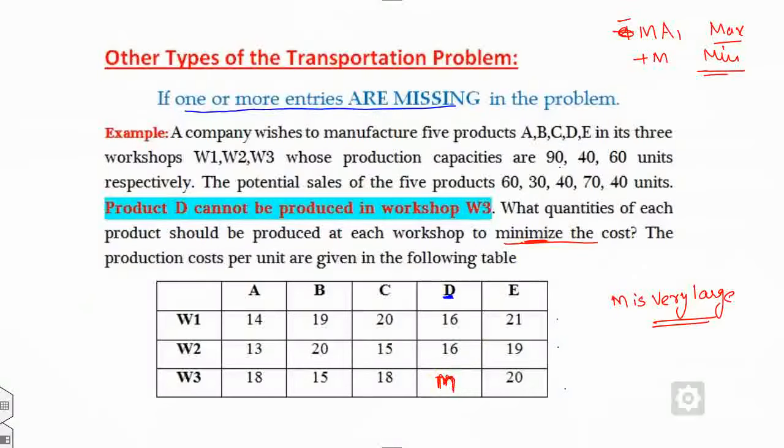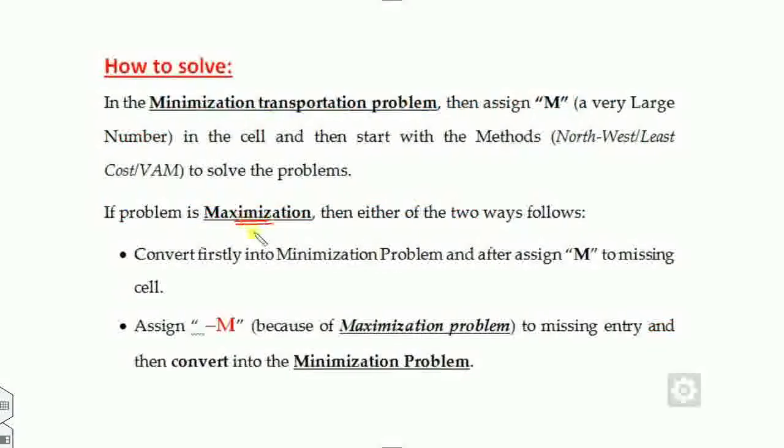In the case of a maximization problem, you can either firstly convert it into a minimization problem and assign M, or otherwise firstly assign minus M because of the maximization and then convert to minimization. After that you can solve with the help of Northwest, least cost, or any one of them.